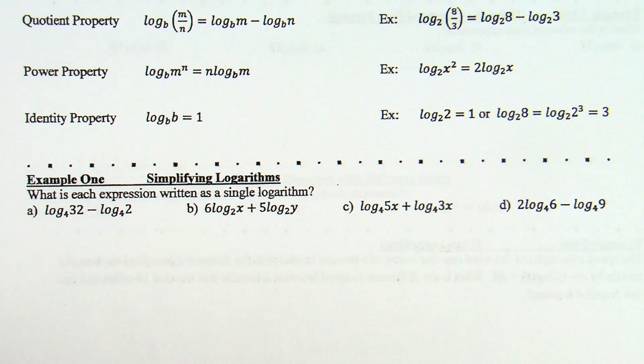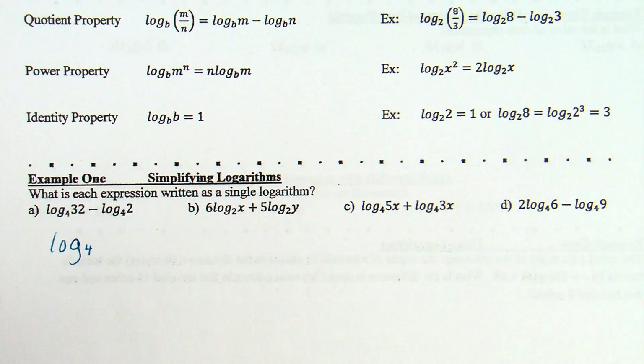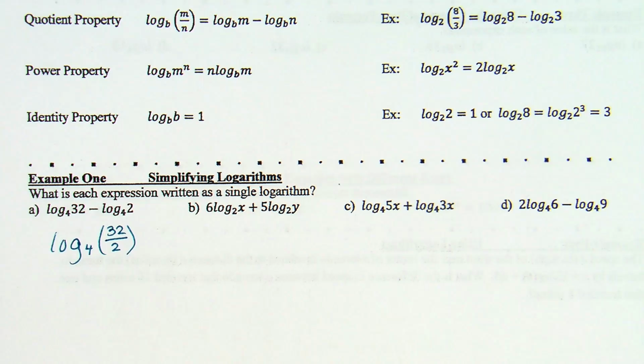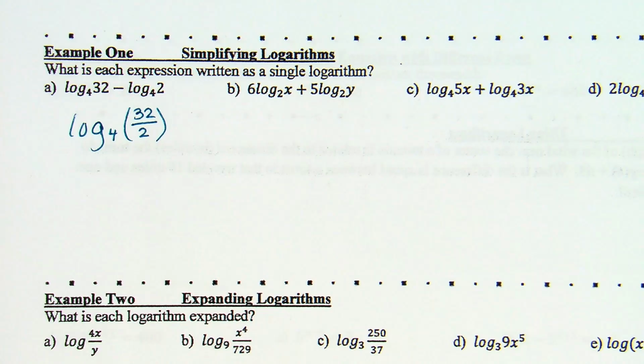All's good. Okay, so quotient property. Log base 4 of 32 minus log base 4 of 2 can be rewritten as 1 log. So we're going to rewrite this as log base 4. And since it's subtraction, the insides are going to be what? Divided. So log base 4 of 32 minus log base 4 of 2 is equivalent to log base 4 of 32 divided by 2.